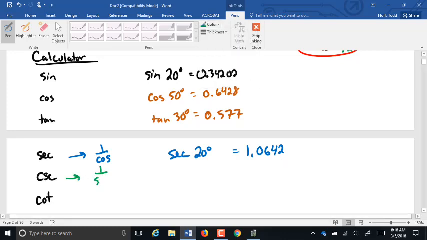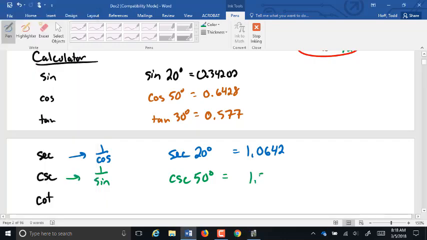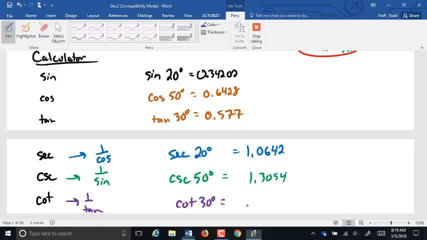Cosecant is the reciprocal of sine. So to find the cosecant of 50 degrees, you do the sine of 50, close the parentheses and hit that x negative 1. 1.3054. And then cotangent is the reciprocal of tangent. So to do the cotangent of 30 degrees, you do the tangent of 30 degrees, close the parentheses and hit the x negative 1. 1.732.